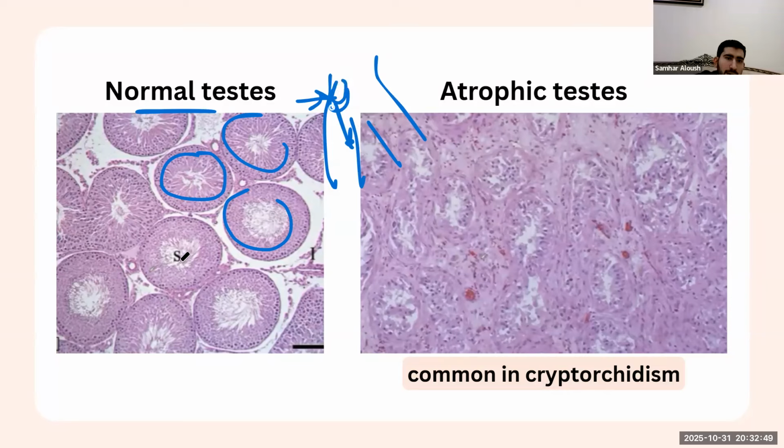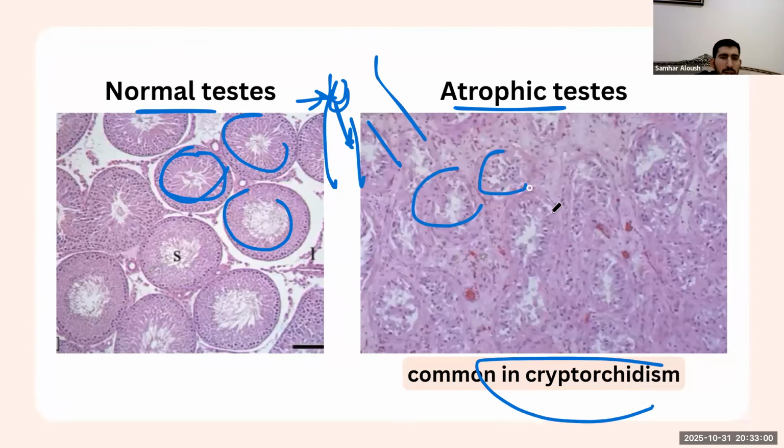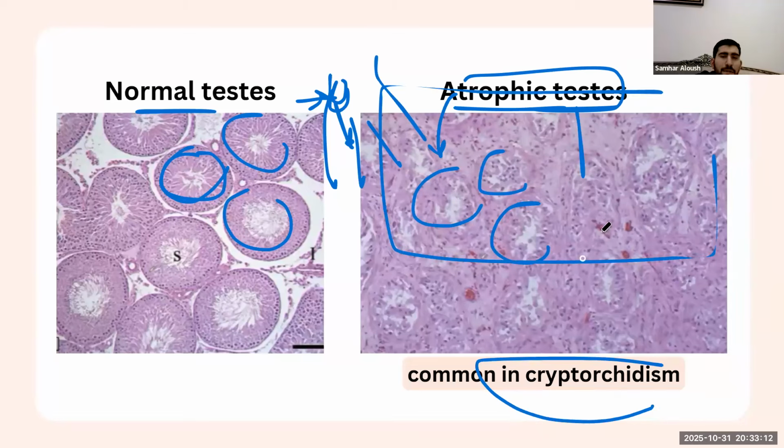So the testes will be atrophied. Look how the testes here are well arranged, very organized. In cryptorchidism, the testes will get atrophied, and look how here it's very unorganized, all over the place. Atrophic testes, that's how it looks. The main risk factor to have atrophic testes is cryptorchidism or undescended testes. Okay, if this happened, it has a very high risk of becoming a cancer.